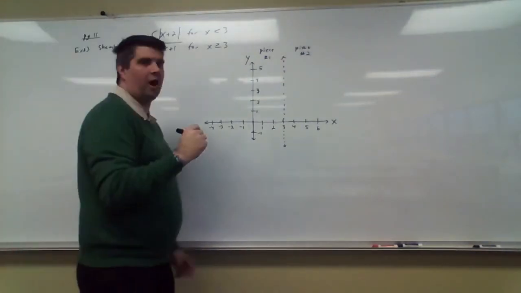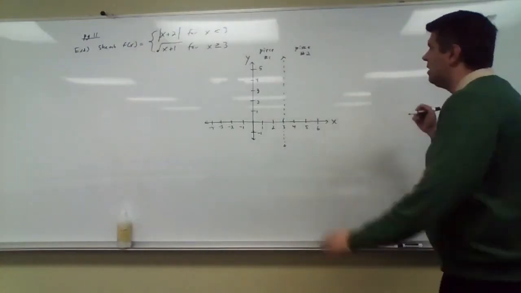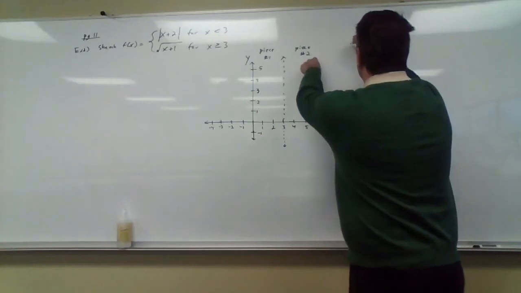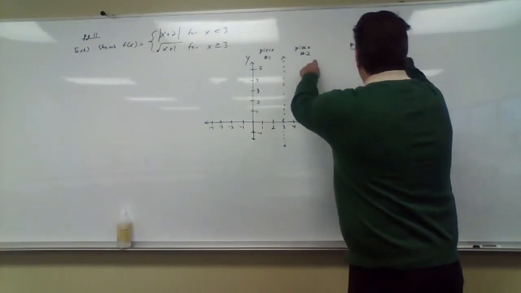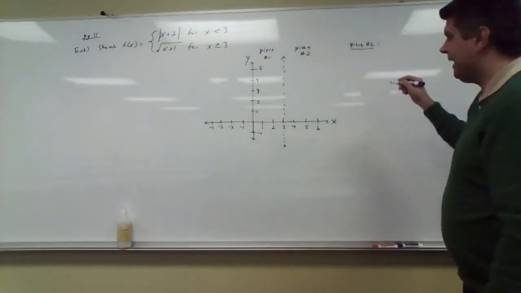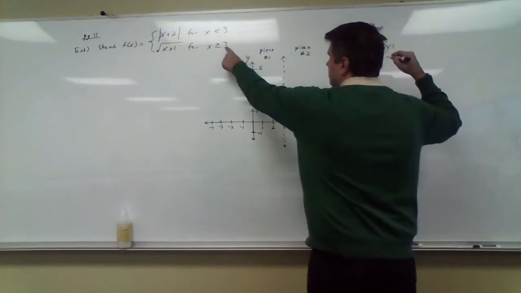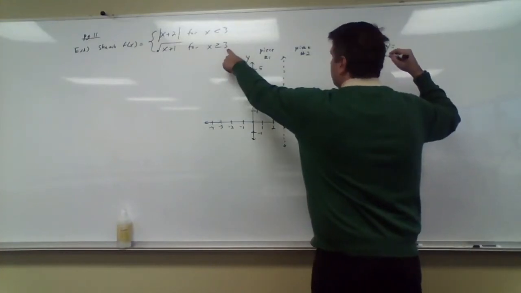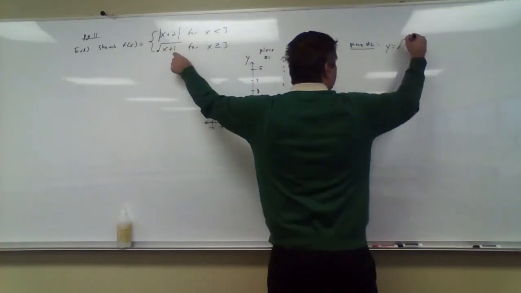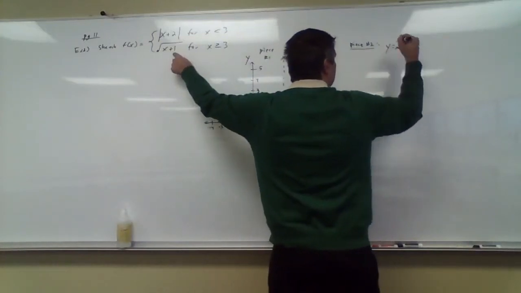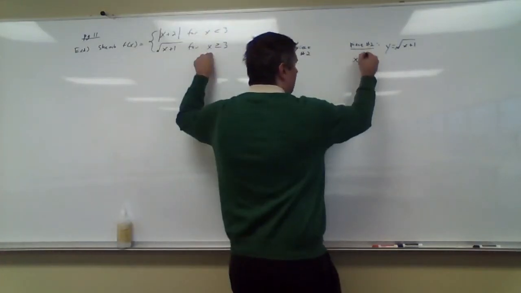I generally start with the piece that's farthest to the right when I'm showing students how to do this. So the farthest to the right is piece number 2. The rule for piece number 2 is that y equals the square root of x plus 1, when x is greater than or equal to 3.